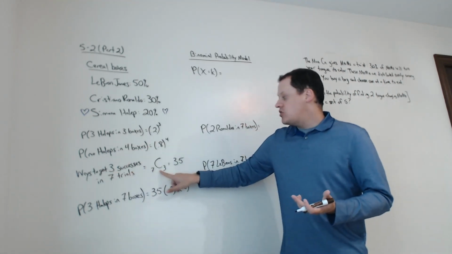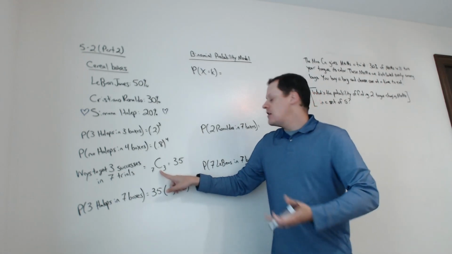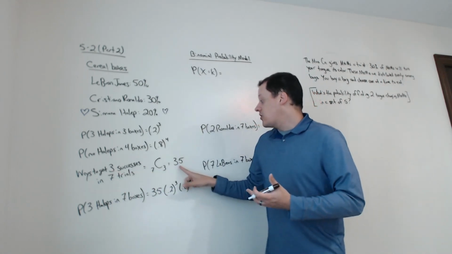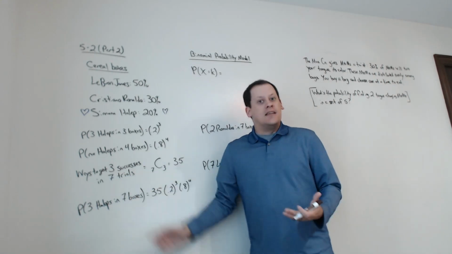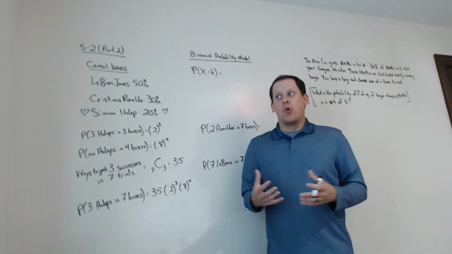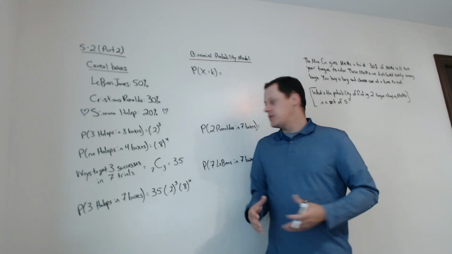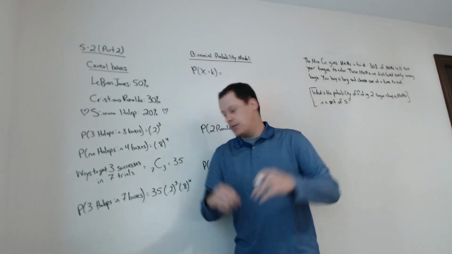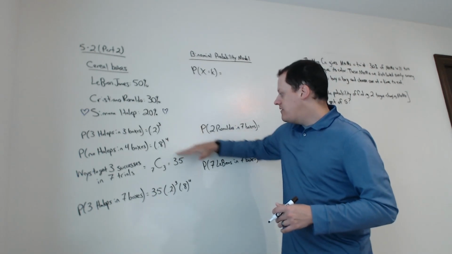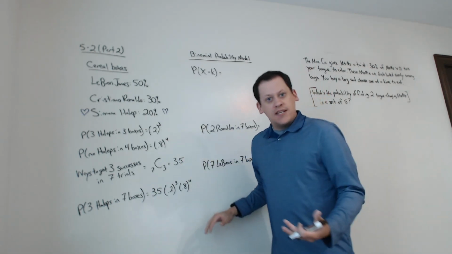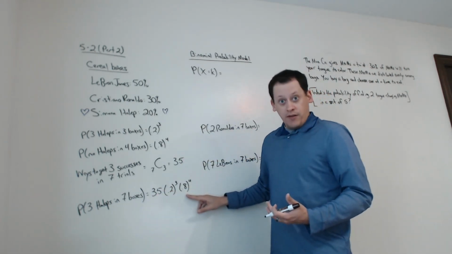And we actually use the idea of combinations to figure out that there are actually 35 different ways to get 3 successes in 7 trials, if we're going to use more general language that would apply to any possible example here. So what we did was we took all 3 of these results and put them together. We just multiplied the 3 of them.